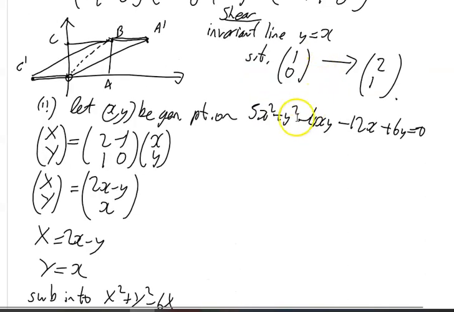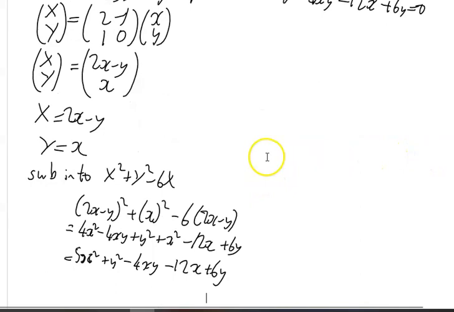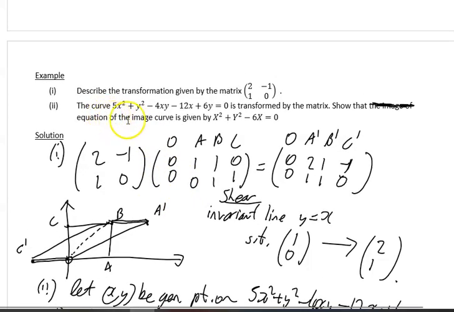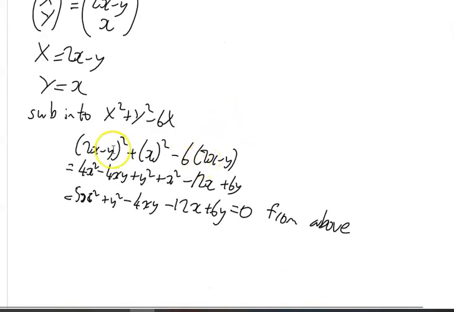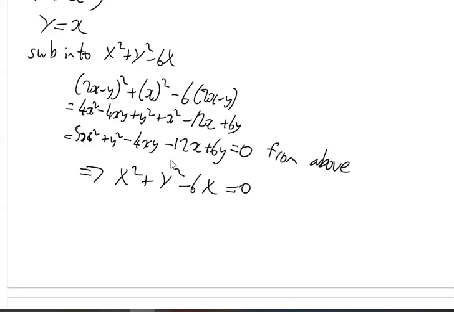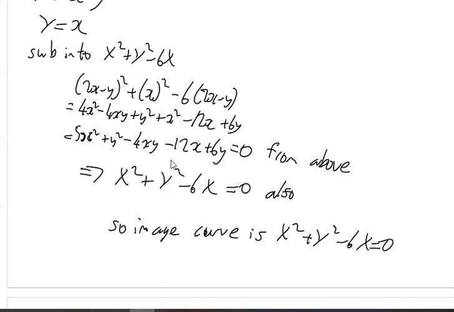Let's just go back up to the top and remind us we had 5x squared plus y squared minus 4xy minus 12x plus 6y. So now we can say, and this is the first time we should put in the 0, which equals 0, and then you just write from above. Read the question again. In what way did they ask it? So just say, if this equals 0, therefore x squared plus y squared minus 6x equals 0 also. So the image curve is x squared plus y squared minus 6x equals 0. Okay, and that's that one done.